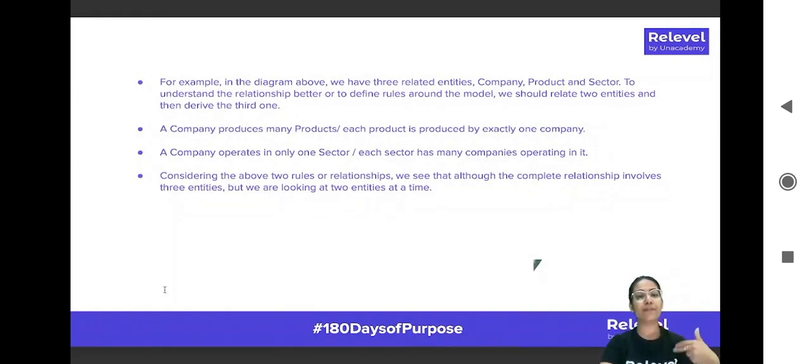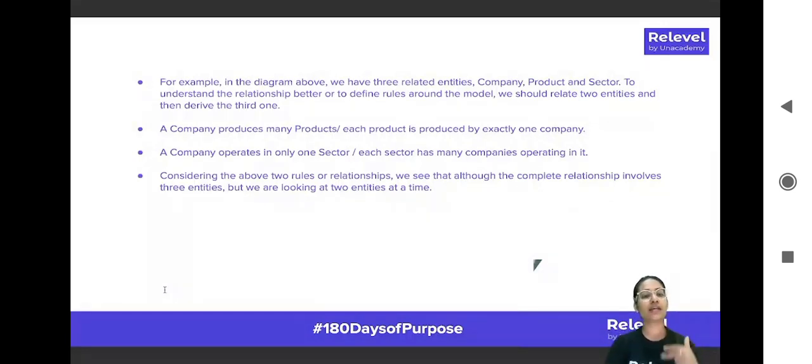So a company produces products, and each product is produced by exactly one company. One company can produce many products. As a company called Sony, I can produce TVs, I can produce headphones, and I can make mobile phones as well. But every product is made by exactly one company. So Sony will only make its headphones, no other company will. Sony will only make its TVs, no other company will.